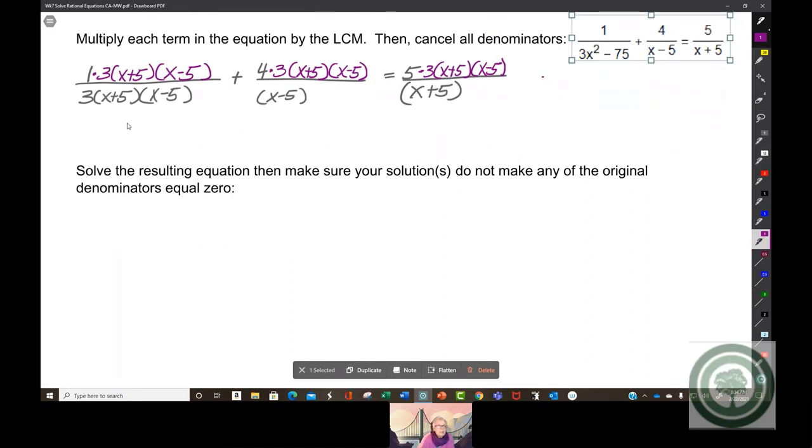Okay, now 3 cancels 3, x plus 5 cancels x plus 5, and x minus 5 cancels x minus 5, and x minus 5 cancels x minus 5, and x plus 5 cancels x plus 5. And every part of each denominator is gone. With there technically being a one underneath, you have to remember that. It's not nothing. It's not a vacuum. All right, well, all we've got left here is a one.